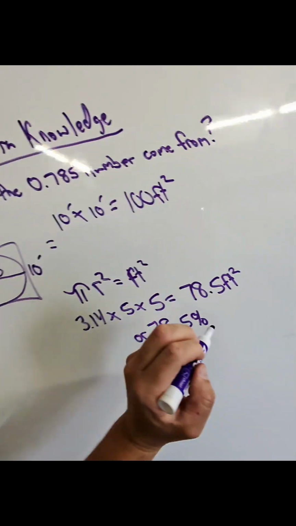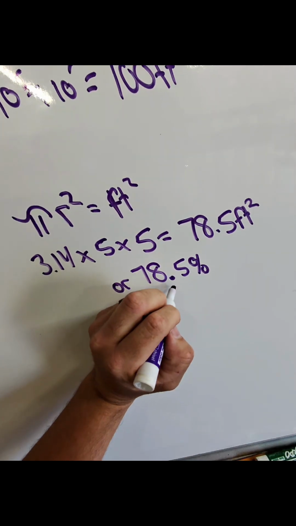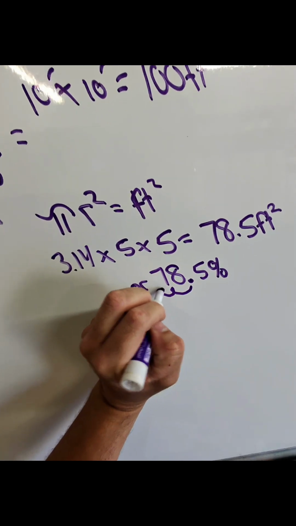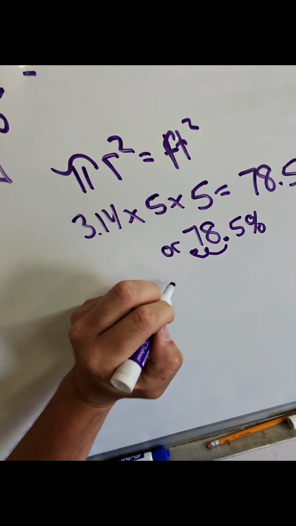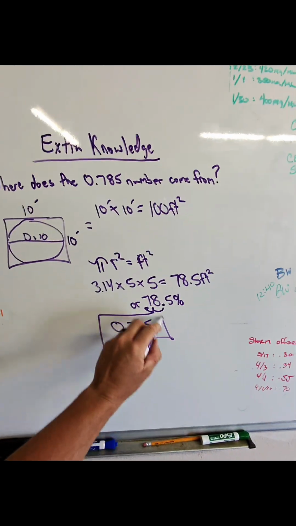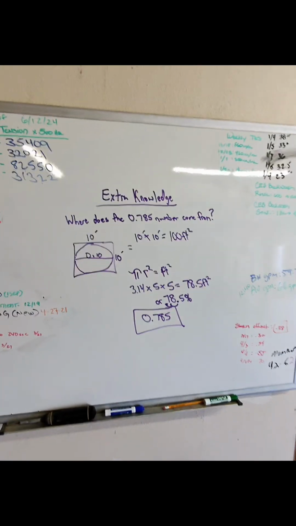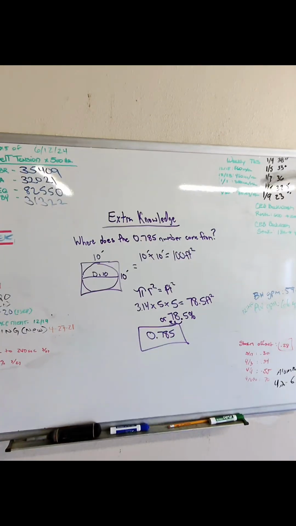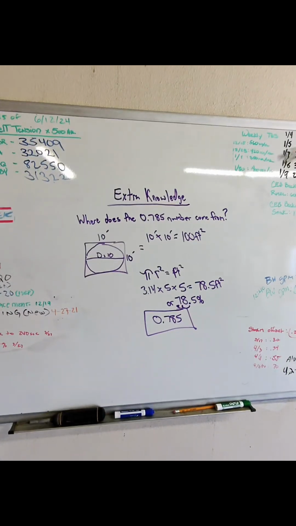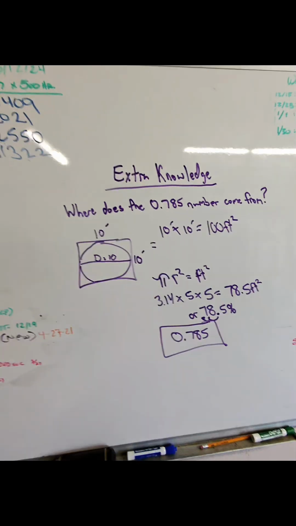Or if you want to look at it as 78.5% of that square is that. So if you want to do percentages in decimal form, you bring it over, and that equals 0.785. So that's where that number comes from when you're doing your volumetric math. Even if you want to find out not how many gallons it holds, but just what the cubic feet is inside. So there's a little extra credit knowledge.